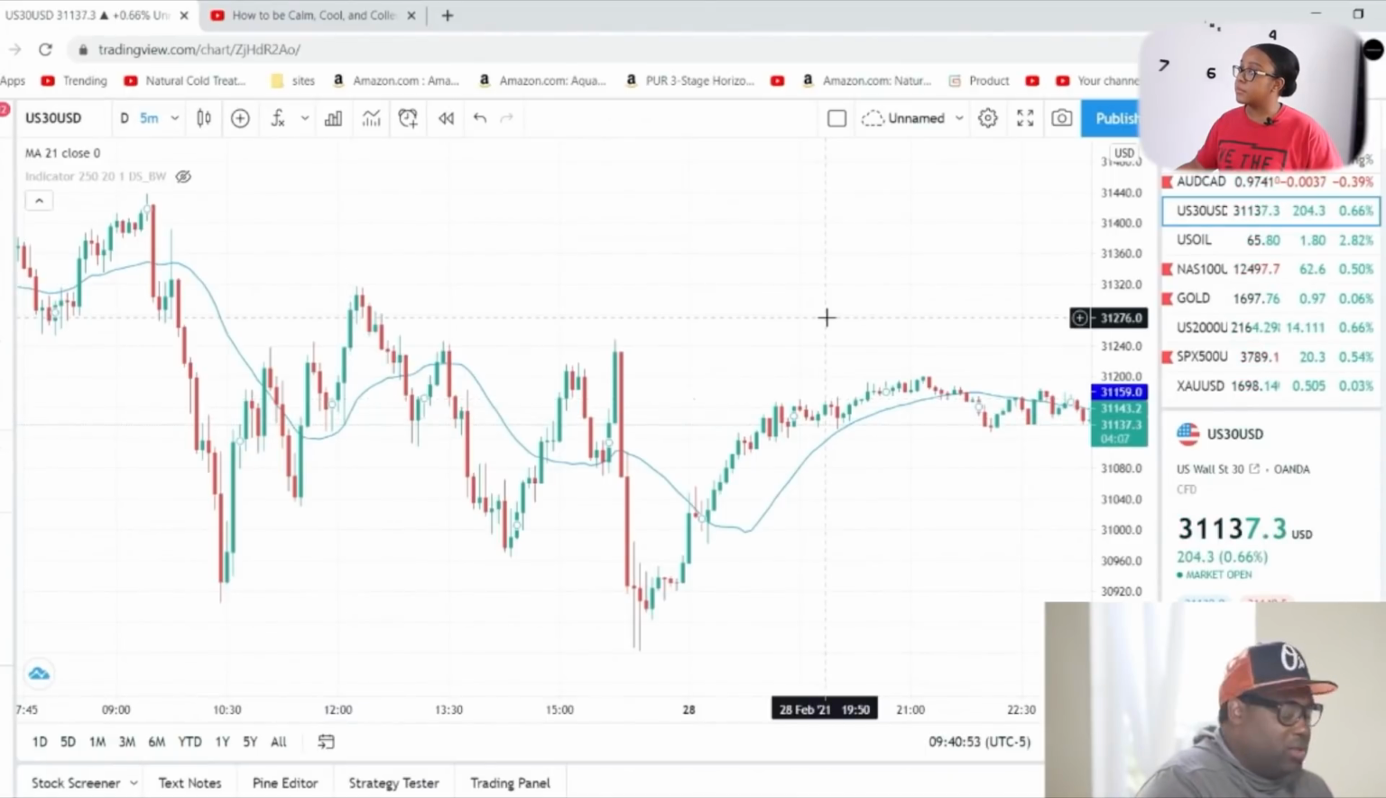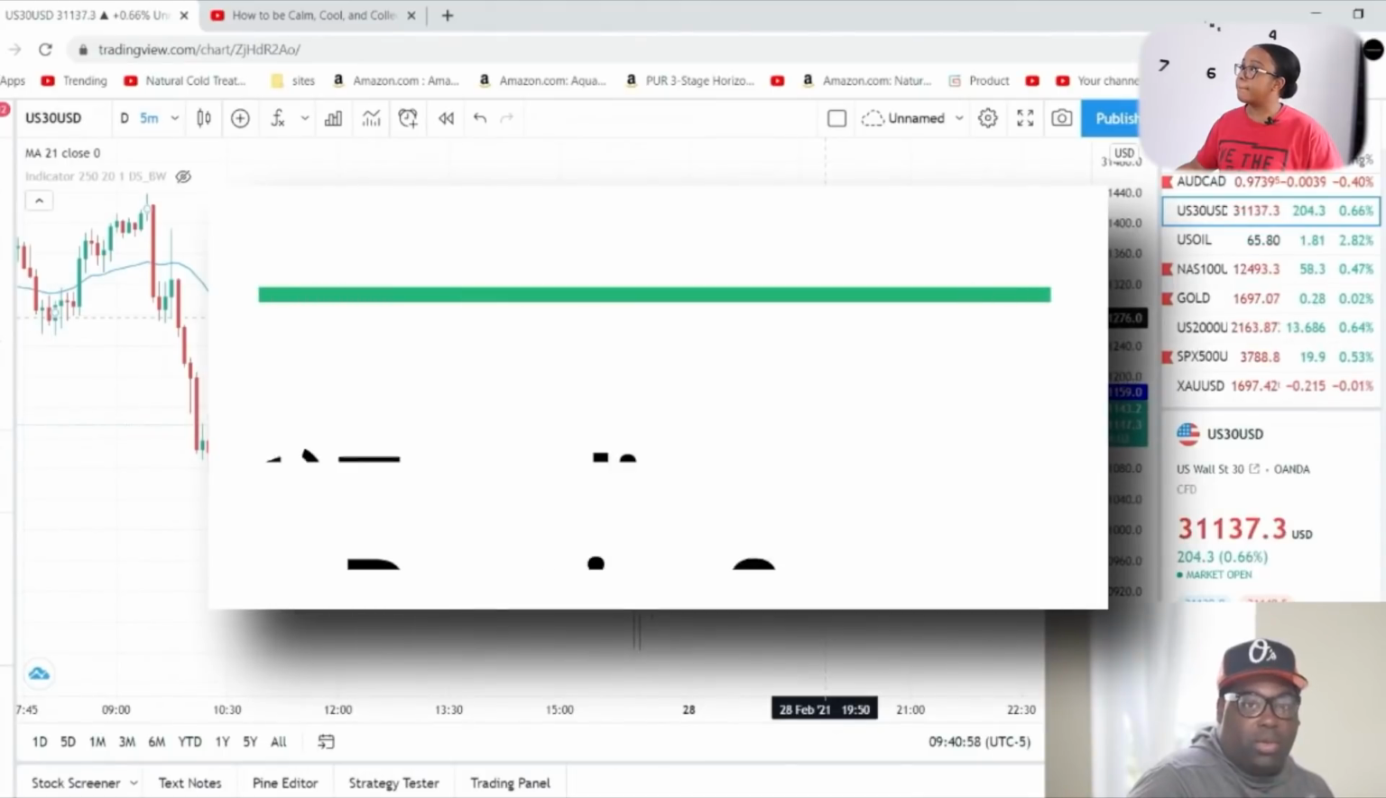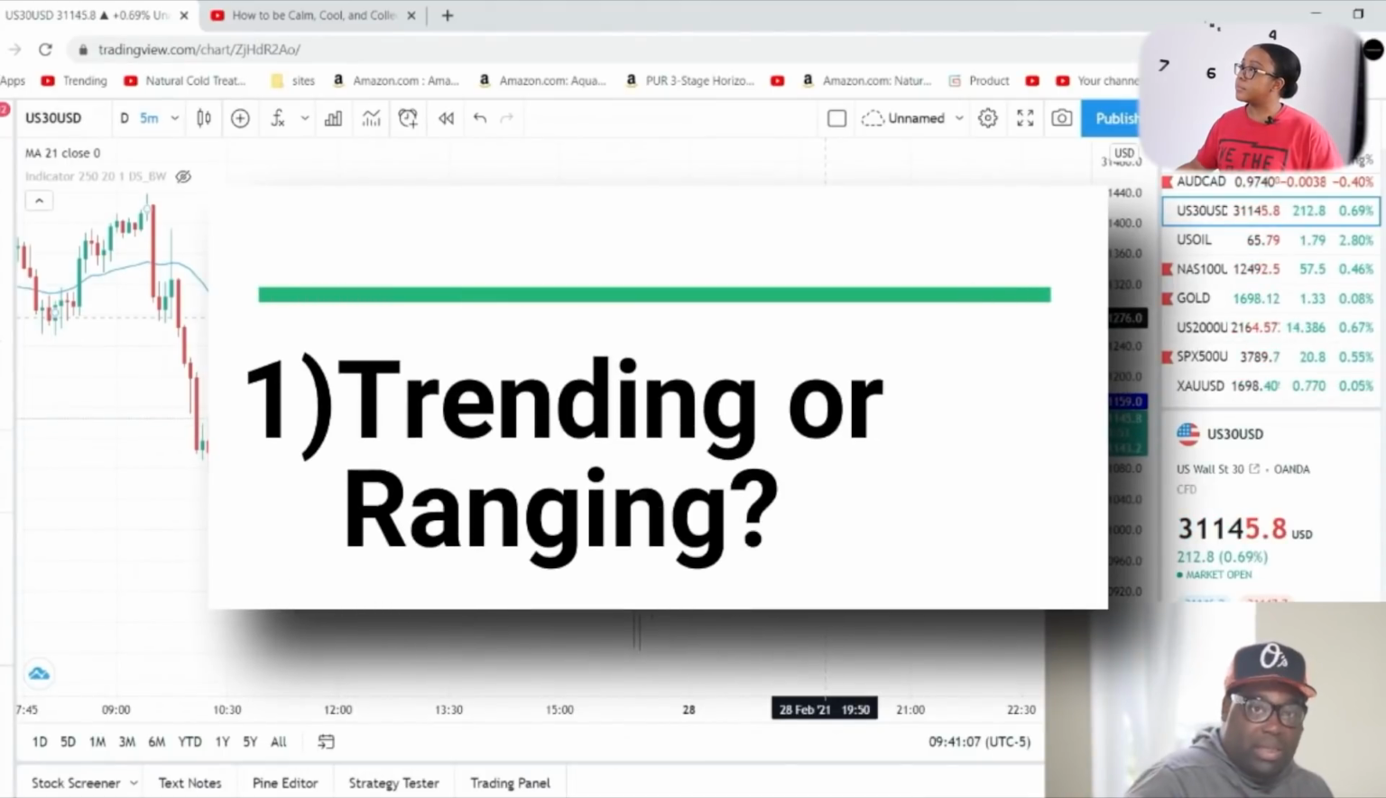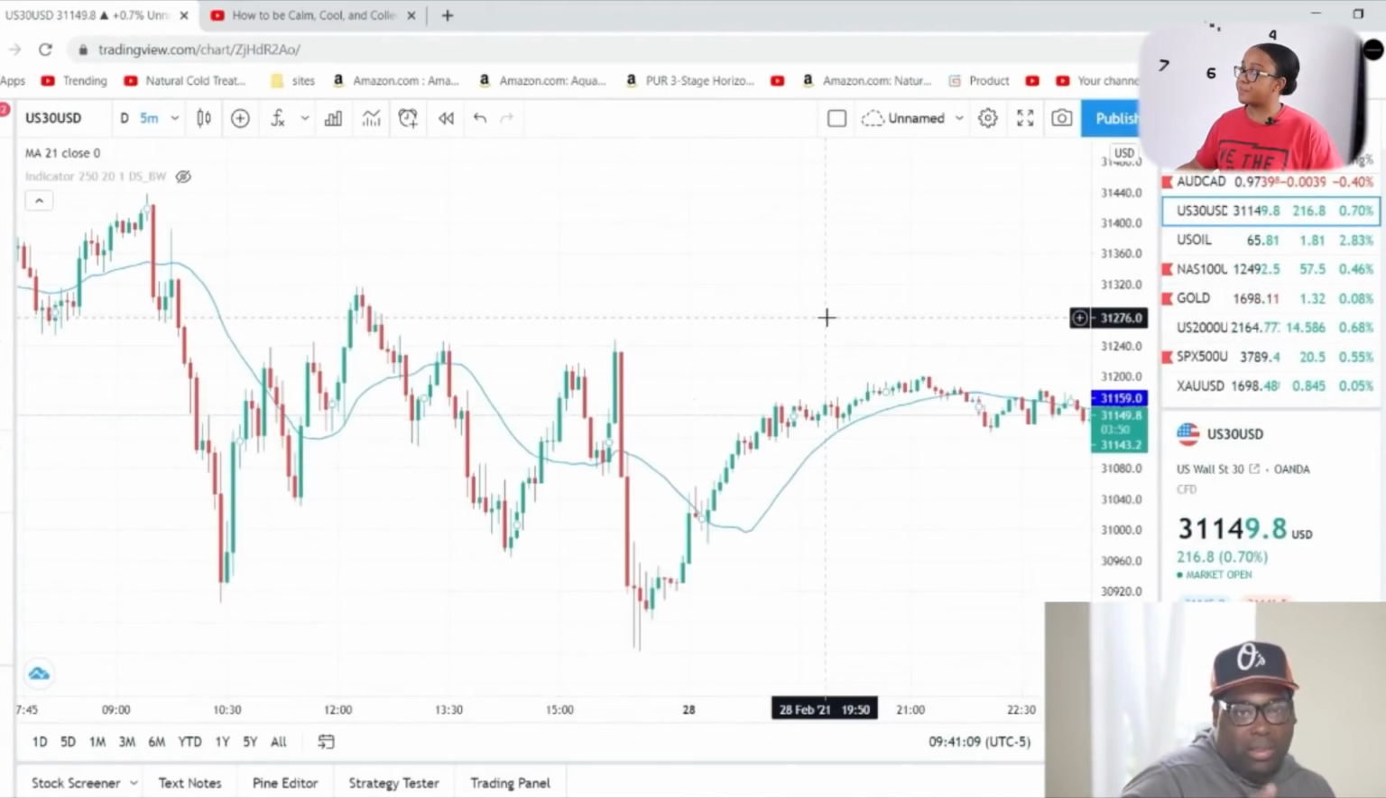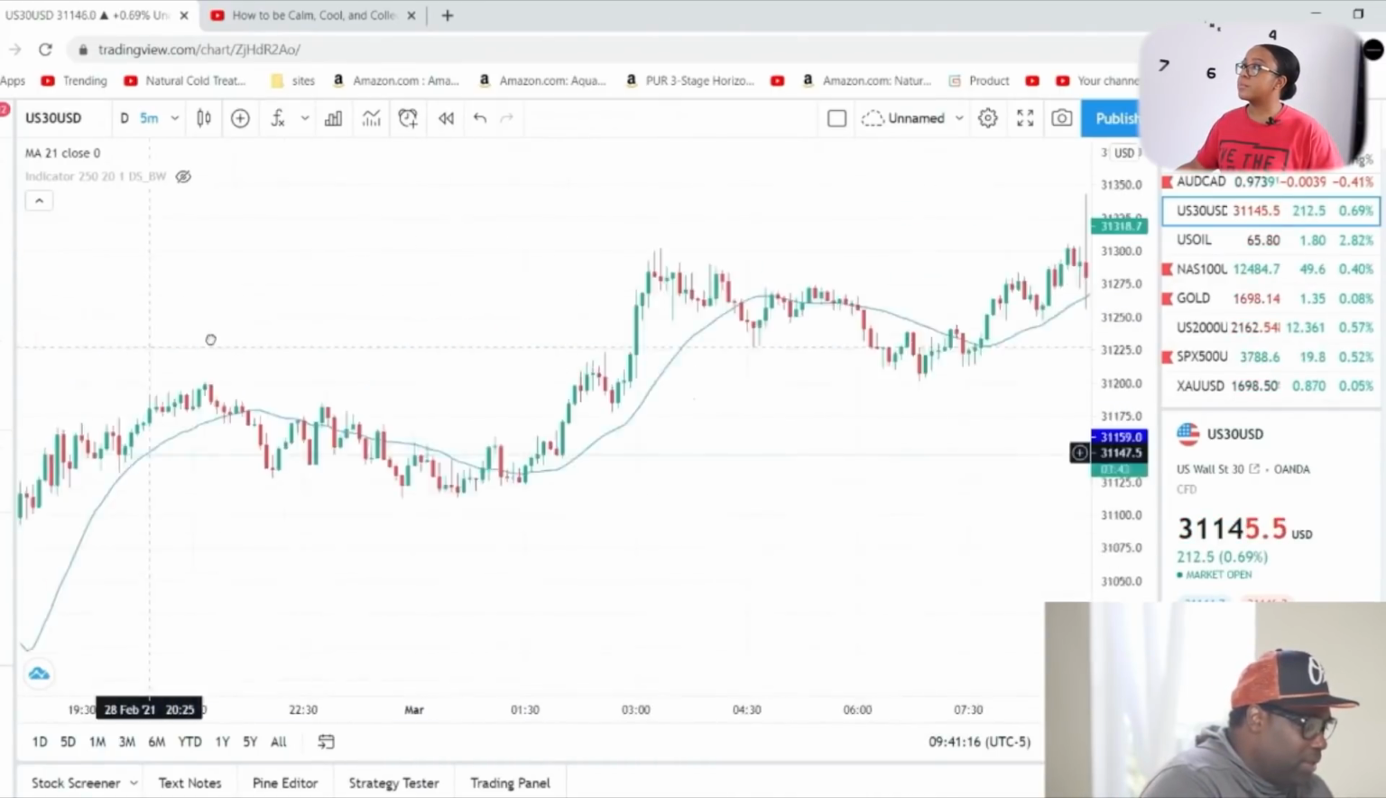So the first thing you need to do, guys, is figure out what the market is doing. Is it trending or is it ranging? And believe it or not, I believe you guys should at least come up with a strategy for a trending market and a ranging market. Now, let's say that the market is trending.